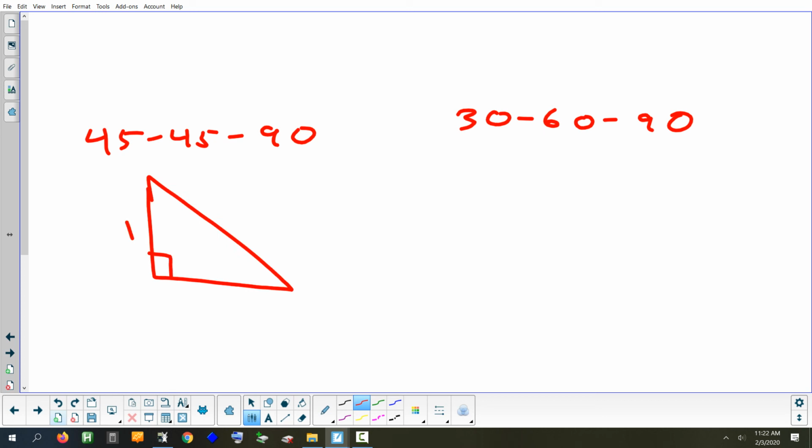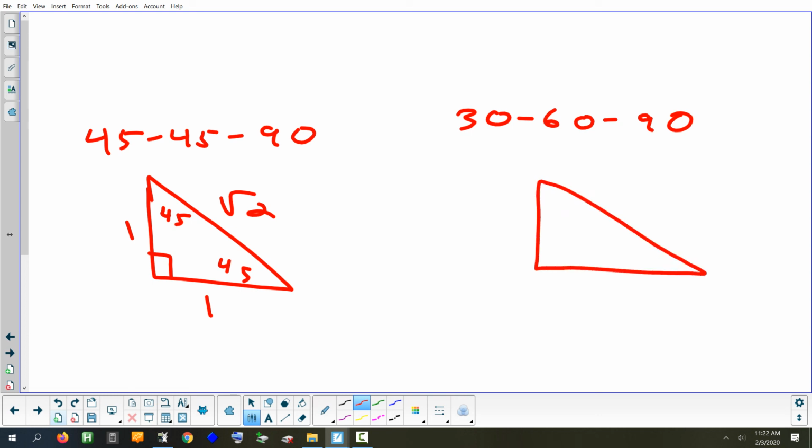Here's your 45, 45, 90. Or use anything similar to that triangle that you want to, but those are the smallest numbers that work out nice. 30, 60, 90: 1, 2, square root of 3. How do I know that? It's just something I have memorized. 1, 2, square root of 3.